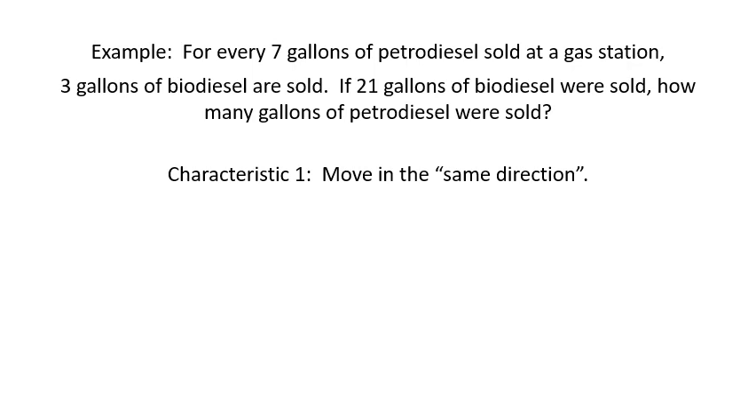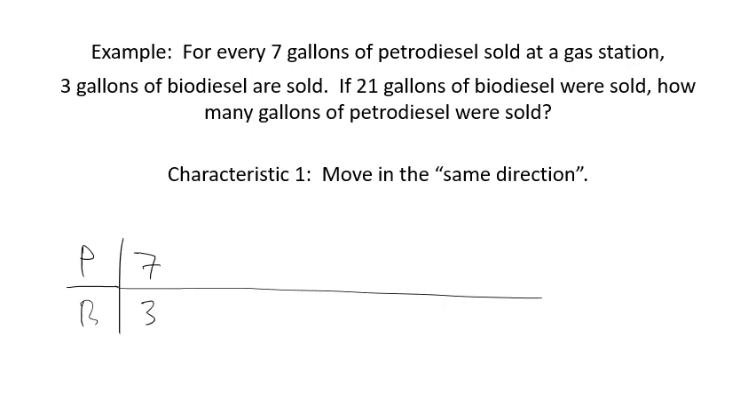So we saw this earlier in the chapter. We've got our petrodiesel, we've got our biodiesel. We'll extend this out. And for every 7 of petrodiesel, there's 3 of biodiesel. And so we can double this and make this 6 and 14, double this again, make this 12 and 28. So we're using our doubling strategies from earlier.